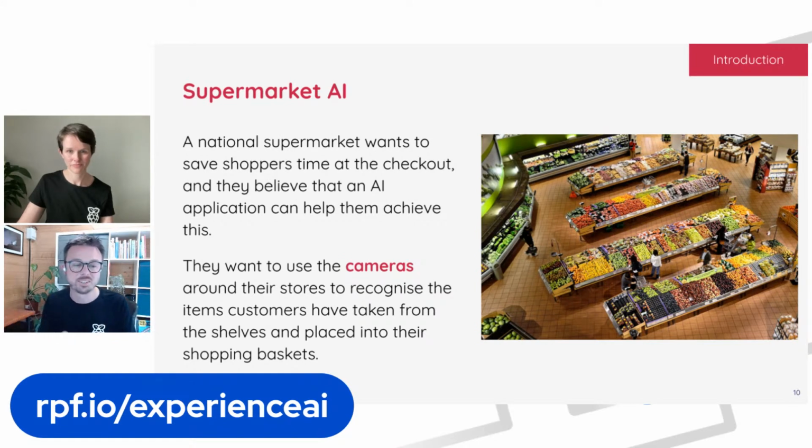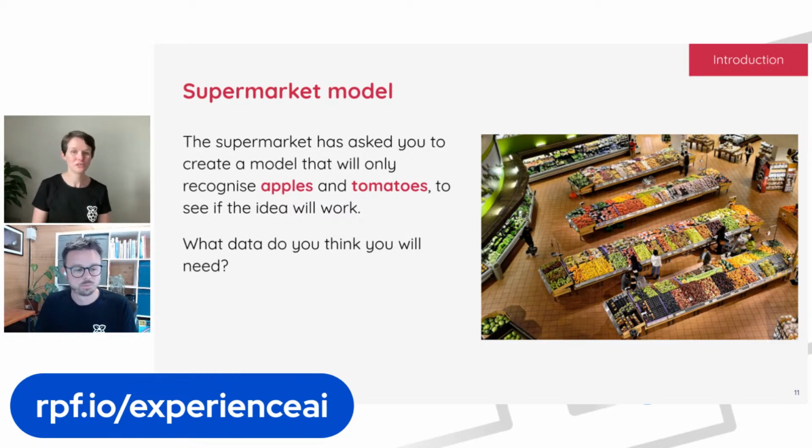Right at the beginning of lesson 3, we have this scenario to give to the students. The scenario is a national supermarket wants to save shoppers time at the checkout, and they believe that an AI application can help them achieve this. What they want to do is use cameras around their stores to recognize the items that customers are placing in their baskets from the shelves, to recognize what they've collected. So the supermarket has asked you to create a model that will only recognize apples and tomatoes to see if the idea will work. What do you think we're going to need to create our model, Ben?